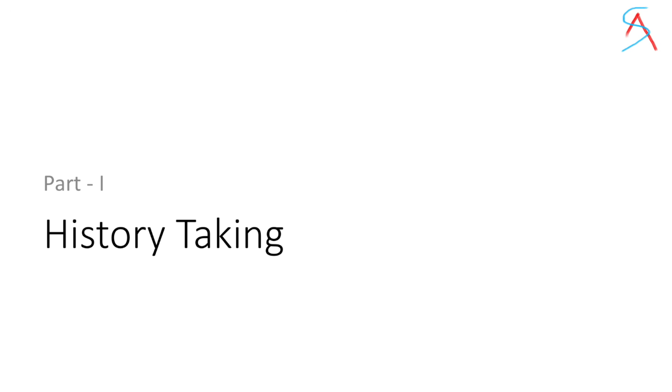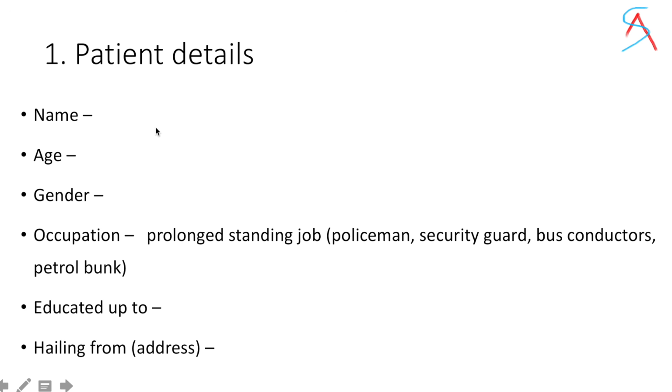So let's start with the history taking. In history, first we ask the name of the patient for identity, then the age, as it is more common in old age. Gender: generally it is said that females are more prone because of hormones and pregnancy, but it is a little bit controversial. In occupation, we have to ask whether the person has any prolonged standing job like policeman, security guard, bus conductor, or petrol bunk worker.